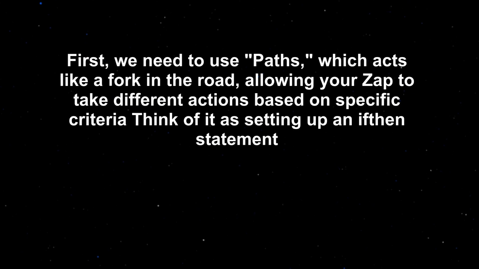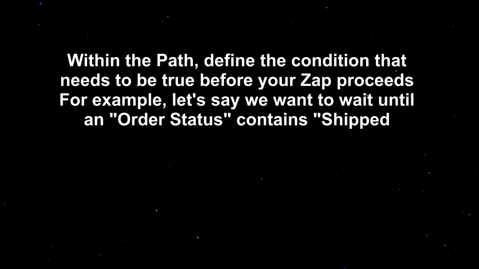First, we need to use paths, which acts like a fork in the road, allowing your Zap to take different actions based on specific criteria. Think of it as setting up an if-and statement. Within the path, define the condition that needs to be true before your Zap proceeds. For example, let's say we want to wait until an order status contains shipped.